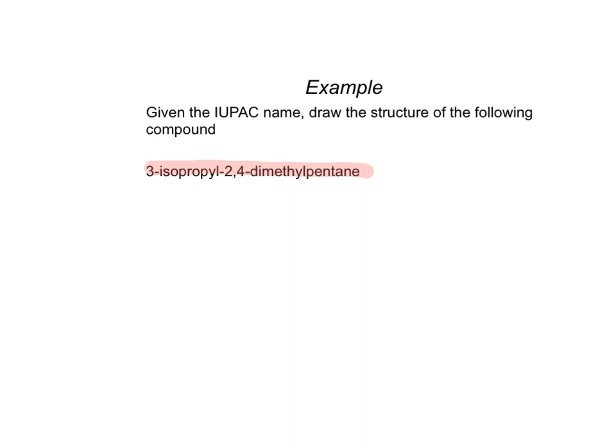Whenever I start any type of problem like this, I always start with the parent, which for this one is pentane, and I will just draw a pentane, right? So pentane is 5 carbons, and so I'm just going to draw via bond line structure 1, 2, 3, 4, 5. I hate that. I'm going to do that again. 1, 2, 3, 4, 5, right?